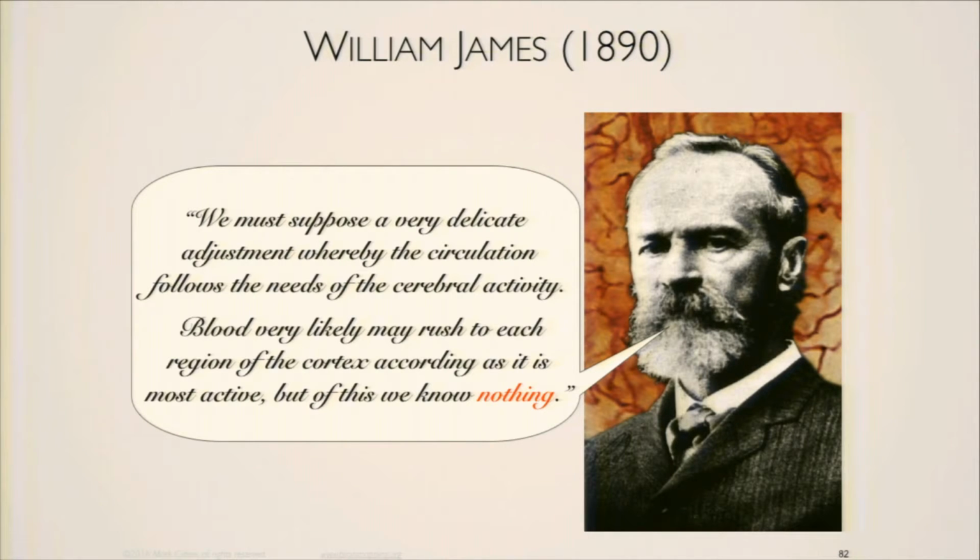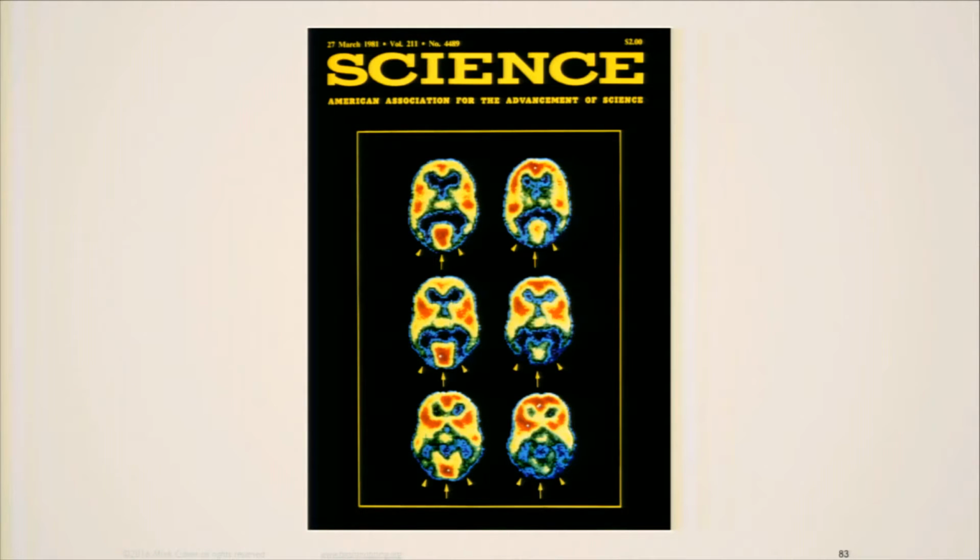which is stuff he would have gotten from listening to people like Paul Broca, who had already shown that different parts of the brain do different things. The notion that you could study blood flow effects was very exciting, but it took another 100 years before somebody figured out the first way to do that.